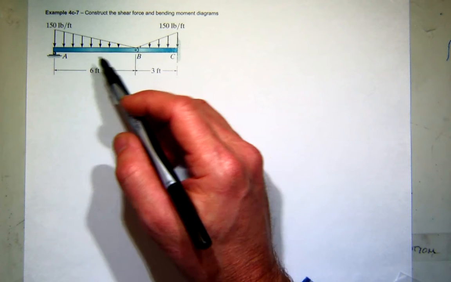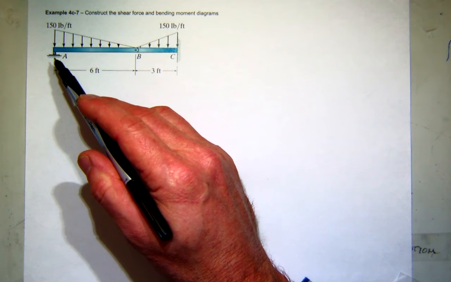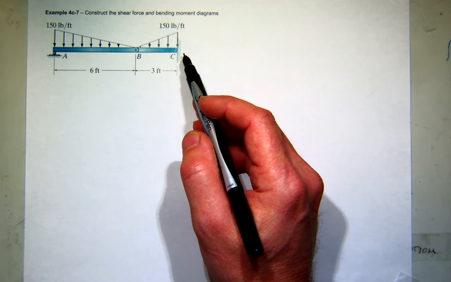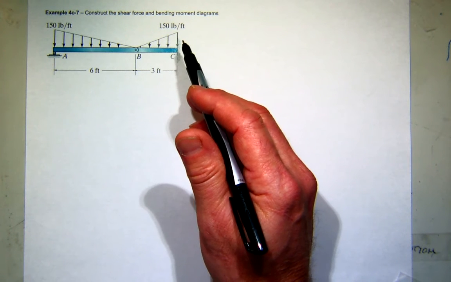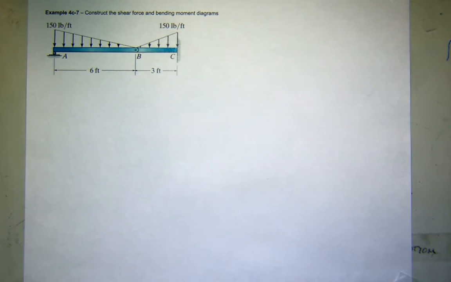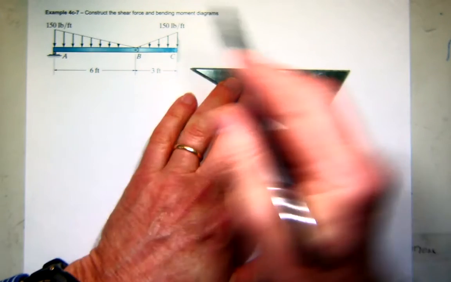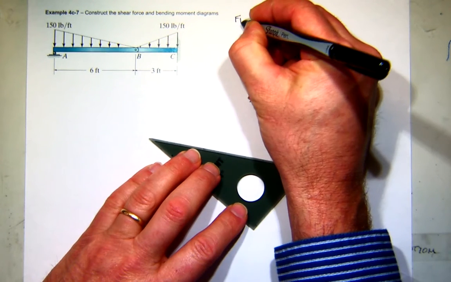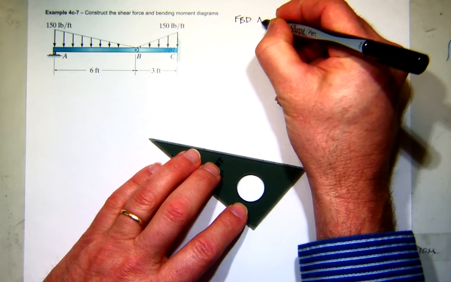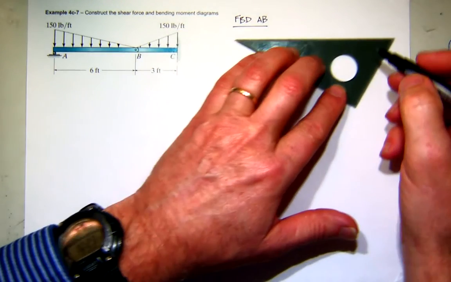So we'll end up with enough unknowns and equations to find reactions at A, internal forces at B, and reactions at C. I want to do that first, and then use that information to draw the shear force and bending moment diagram. So I'm going to first do the free body diagram for AB. Let's see what we can get from that.